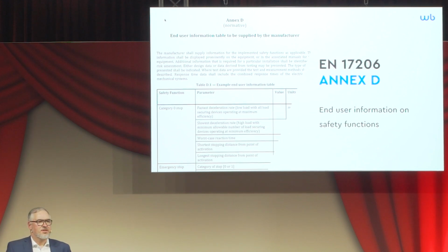This standard was released in the year 2020, so it has been effective in most European countries for the last 3 years. But when we talk about the authorities doing the acceptance testing, we find that although there are a lot of details specified in the standard, much of this information is still missing. That's why we decided to talk about this so-called Annex D, the mandatory end-user information on safety functions as specified in the standard.